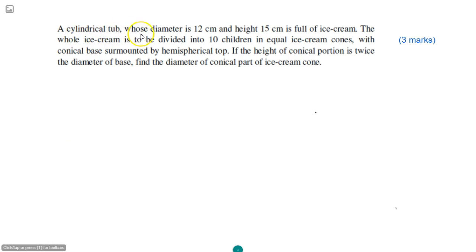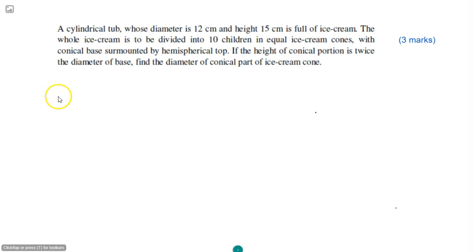The next question is also for 3 marks. A cylindrical tub whose diameter is 12 and height 15 is full of ice cream. The whole ice cream is to be divided into 10 children in equal ice cream cones with conical base surmounted by hemispherical top. If the height of conical portion is twice the diameter of the base, find the diameter of conical part of ice cream cone.